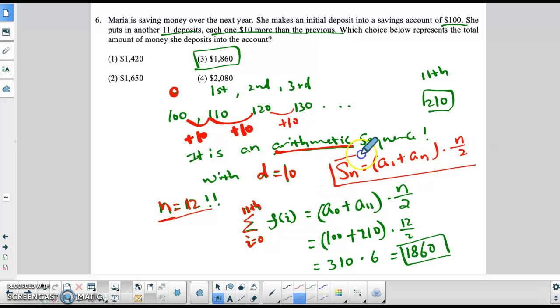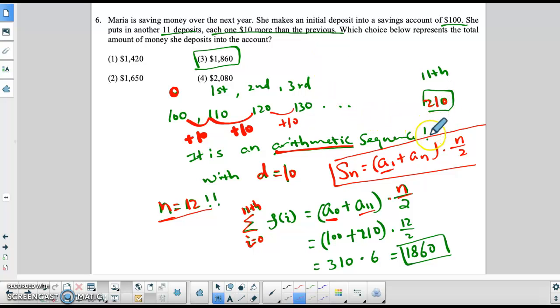Here, if you see, I start with A0, which doesn't really matter. This just tells us this is the first term, and in our case, we have A0 as the first term. Our last term is named A11. We're adding the first term with the last term, and we multiply by the number of terms divided by 2. So we have the first term, which is 100, and the last one, which is 210.